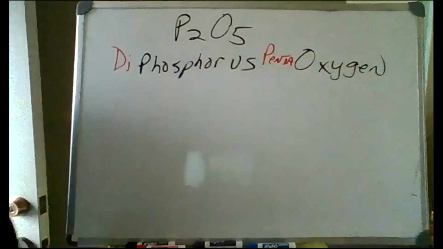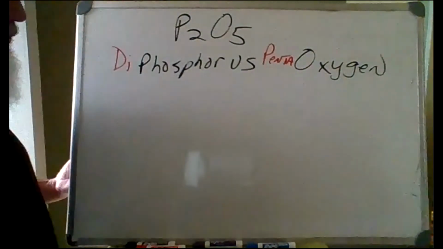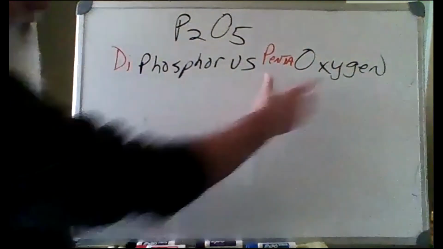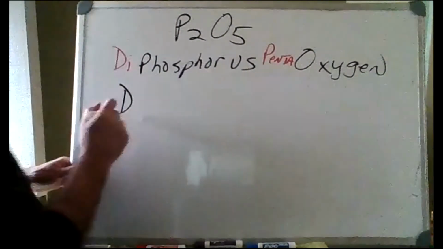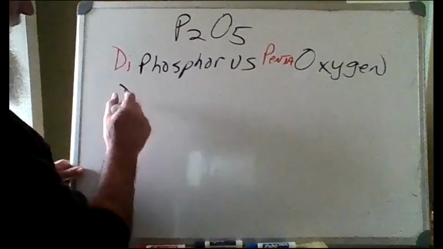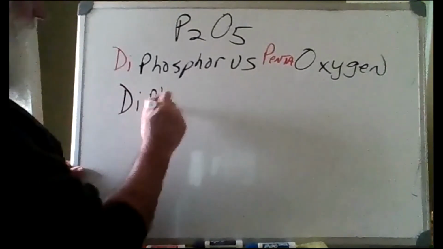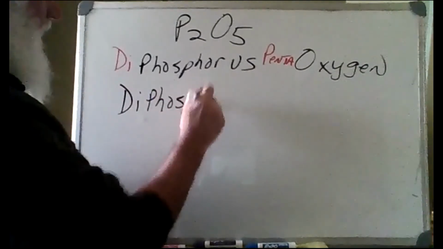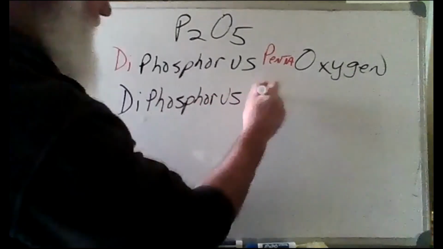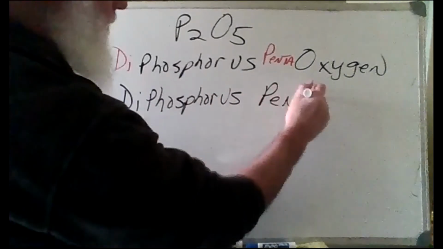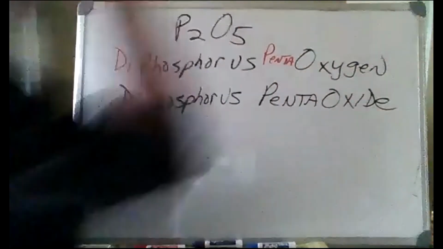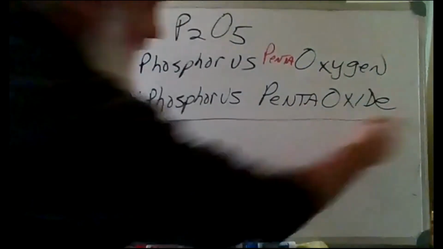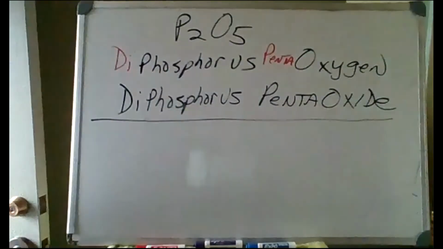Now, that's rules 1 and 2. Rule 3 says the last element must end in IDE. So the pentaoxygen is going to become pentaoxide. So diphosphorus pentaoxide. All right, that's rules 1, 2, and 3, which you must apply to every problem. Rules 1, 2, and 3, every problem.